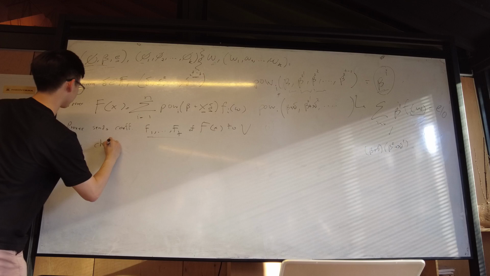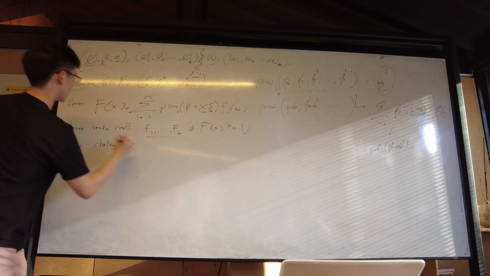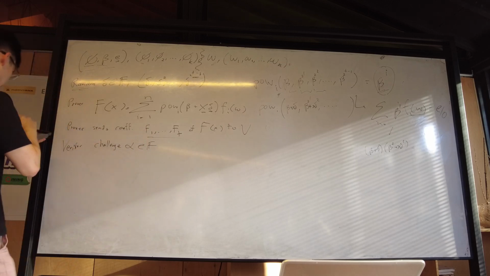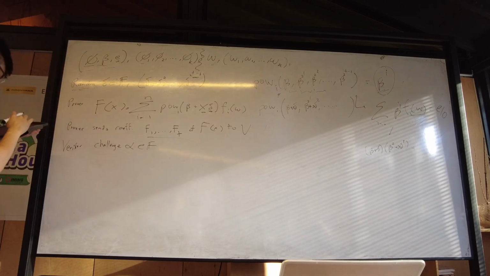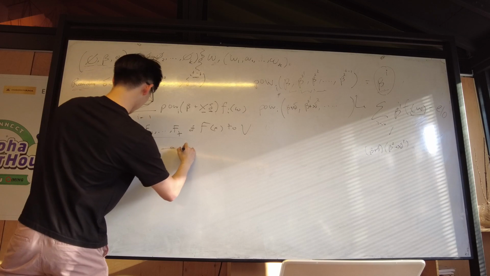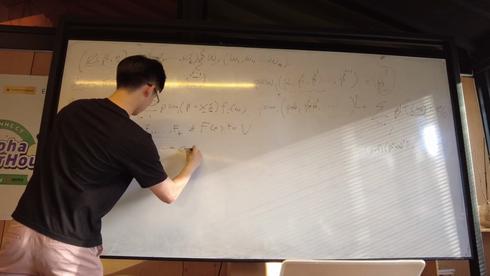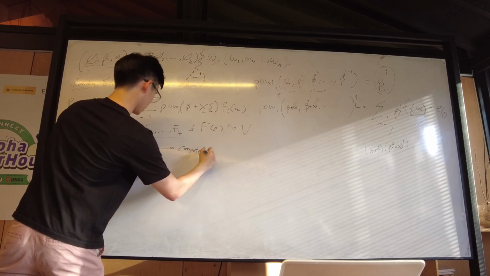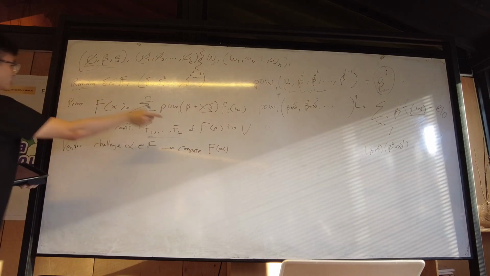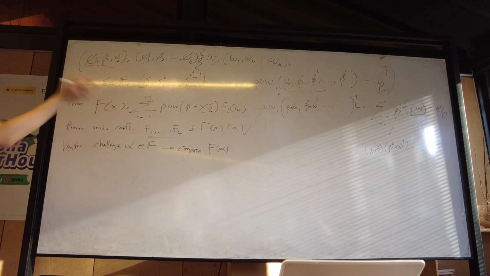So it's back to the same thing: the verifier challenges alpha as a field element, and then the prover computes f of alpha from these polynomials that they sent. You just compute f. Okay, cool.